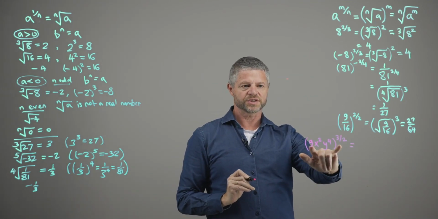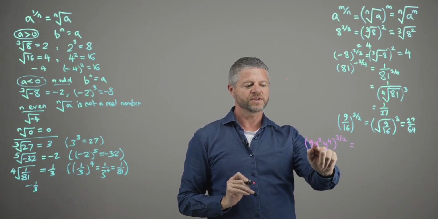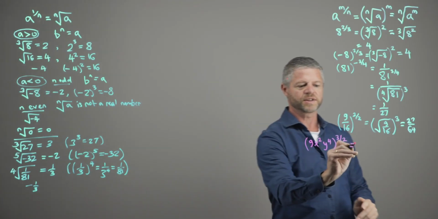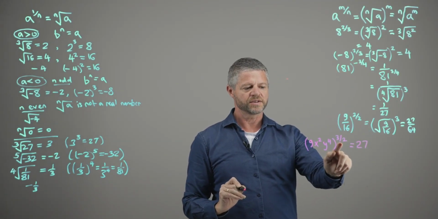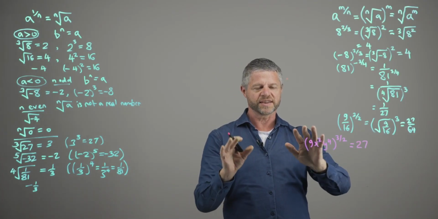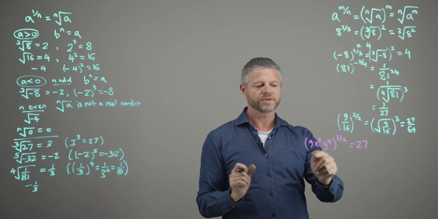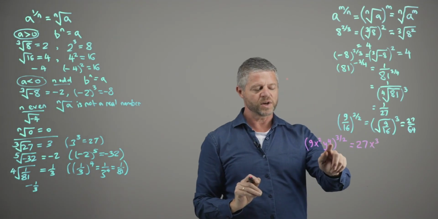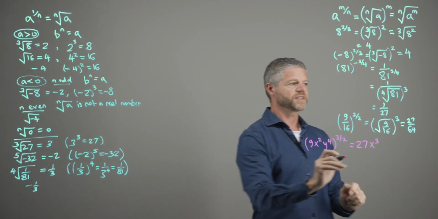So let's do the constant first. So we've got 9 to the 3/2. So that's the square root of 9 cubed. Square root of 9 is 3. 3 cubed is 27. We've got x squared to the 3/2. So when I've got an exponent and then I've got another exponent, I multiply them together. So 2 times 3/2 would just be 3. So I've got x cubed. And then y to the 4 to the 3/2. So multiply 4 by 3/2. And I'm going to have 6.